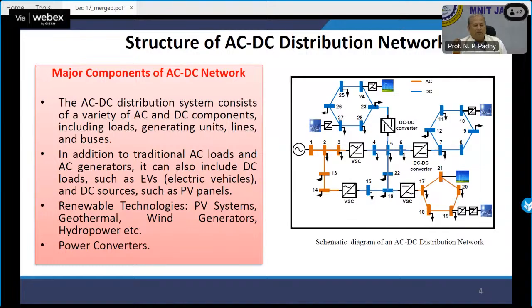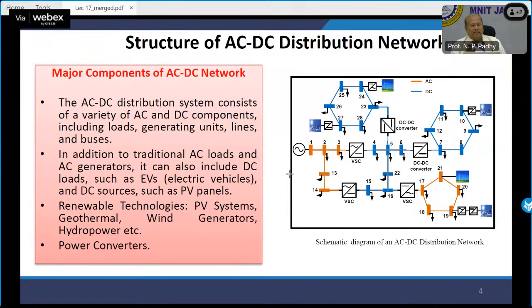So the major components of an AC-DC network, how it will look like, all of you please have a look. If you see the orange color, they are all actually AC buses coming from a system. And then you are converting AC to DC. For example, bus number 4 will be my DC, and bus number 23 will be a DC-DC converter. And then you expand that microgrid.